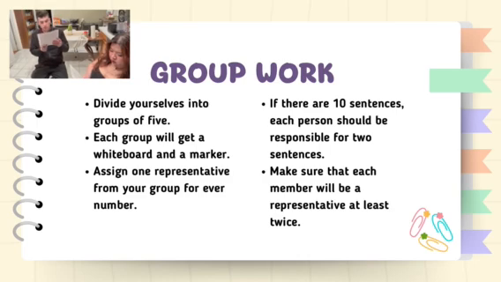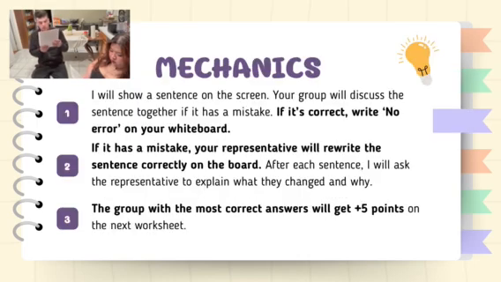If none, here's how it works. I will show you a sentence on the screen. Your group will discuss the sentences together if it has a mistake. If it's correct, write no error on your whiteboard. If it has a mistake, your representative will rewrite the sentence correctly on the board. After each sentence, I will ask the representative to explain what they changed and why. The group with the most correct answers will get plus 5 points on the worksheet. Remember, talk with your group and explain your ideas. Let's begin. Choose your first representative.